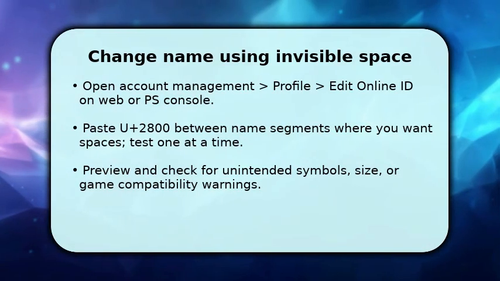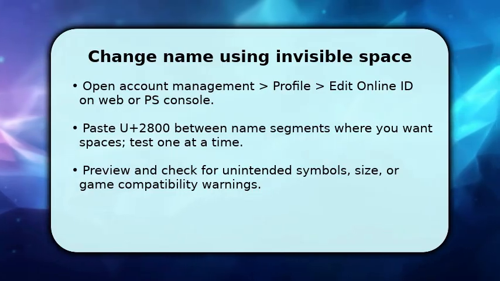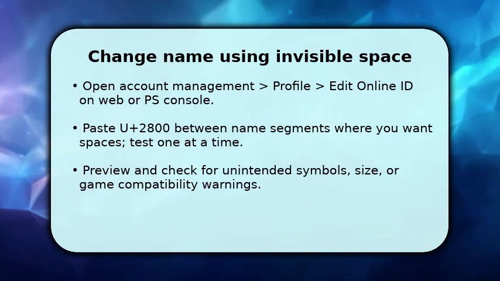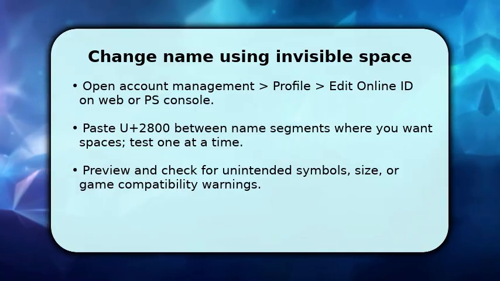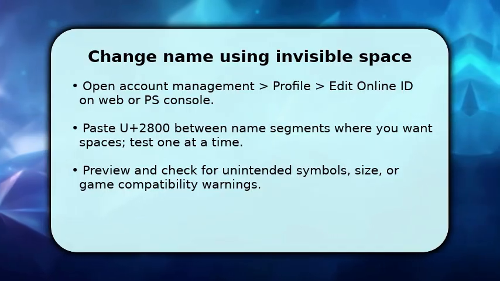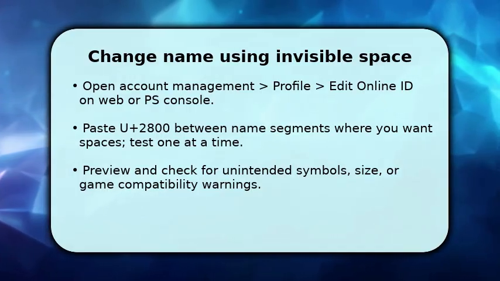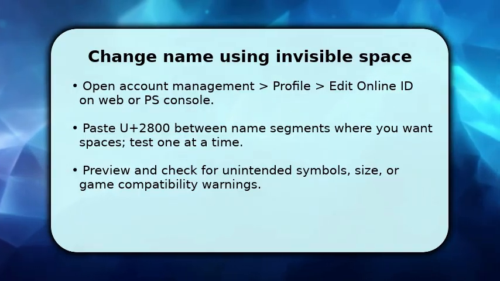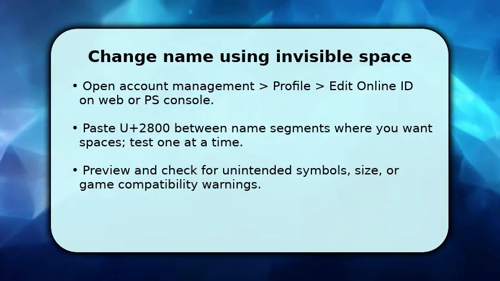This is the actual character that acts like a space. You now edit the online ID. Click Edit Online ID and type your desired letters. Where you want a space, paste the U+2800 invisible character from your clipboard. Repeat for each gap. Once done, use the preview feature to verify appearance. On screen it should show as separations without visible glyphs.